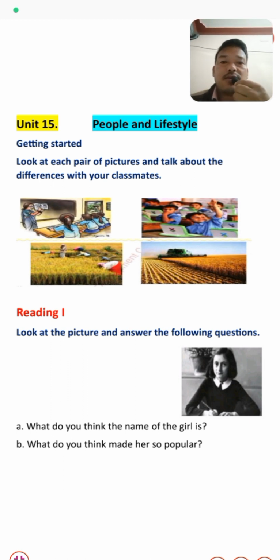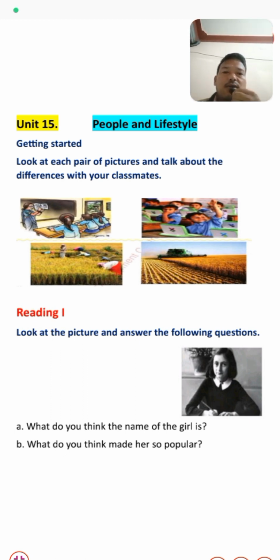Now move to its text, students. The first, look at the picture and answer the following question. Again we have a picture, students. Here we have two questions. The first one is, what do you think the name of the girl is? Yes, students, can you know this girl in the picture? Yes, obviously, student, it's Anne Frank. Anne Frank is the girl, students, in the picture. And the B, what do you think made her so popular? What made her so popular, students? Her diary made her so popular. This is all about your pictures again. Now move to its text.